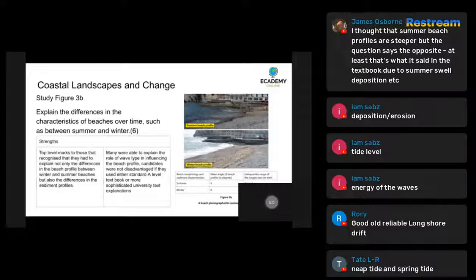But yes. James, I thought that summer beach profiles are steeper, but the question says the opposite. At least that's what it said in the textbook, due to summer swell. Right. I wouldn't worry about that, James, because if that's what it said in your textbook, the examiner will be aware of it, and they will credit you for the response that you wrote. So don't worry about that.